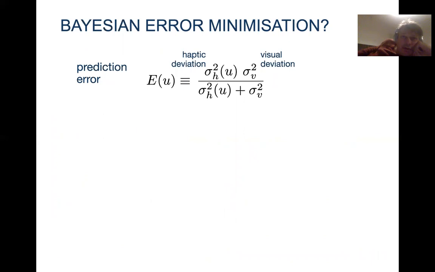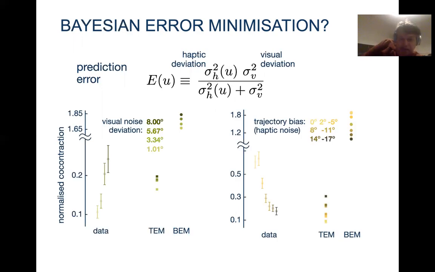Now, we see that basically it seems that co-contraction is regulated in a way to produce the required effect. So then we think that, okay, we have different kinds of noise, and maybe the brain is considering the noise and combining these two sources of information, vision and haptics, in an optimal way, and changing the coactivation to have the optimal combination of these two sources of information. So we consider prediction errors, with haptic deviation and visual deviation, and we try to minimize that. And what are the predictions from this BEM model, the Bayesian error minimization model?